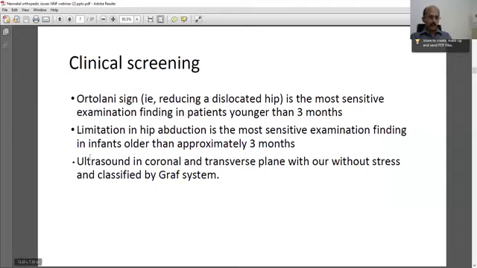Once we are done with these two tests and we categorize it as some problem with the hip or an unstable hip, then ultrasound is very important. Ultrasound is the next step. It doesn't come into clinical screening, but it's a part of screening. Ultrasound in coronal and transverse planes, with or without stress, is done, and it is classified by a well-defined classifying system called the Graf system, which is based on some angles.